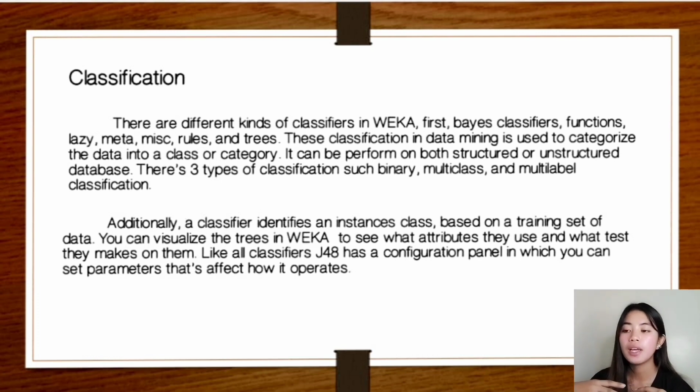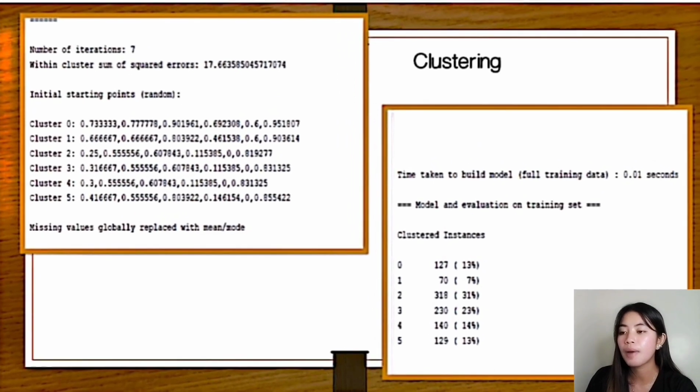You can visualize the trees in WEKA to see what attributes they use and what tests they make on them. Like all classifiers in WEKA, J48 has a configuration panel in which you can set parameters that affect how it operates. So this clustering and classification is what I use in my dataset.